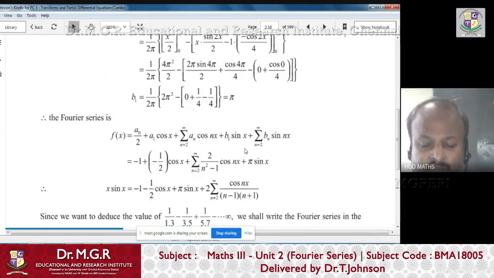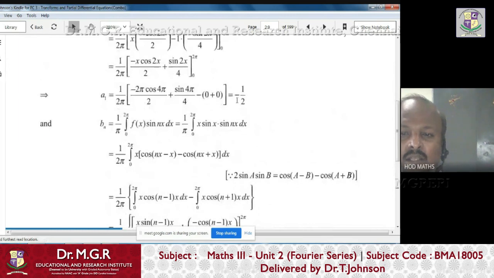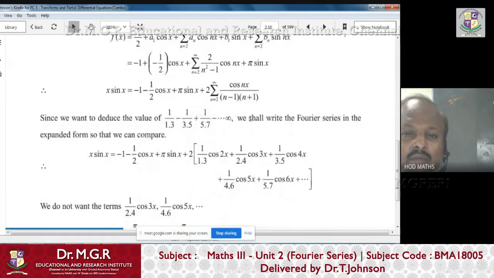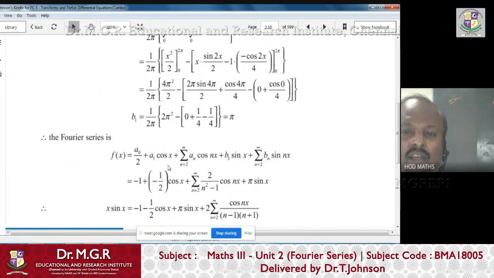Finally, they have to substitute everything in the original Fourier series. So what is the original Fourier series? a0 by 2. What is the a0 value found? The a0 value found is minus 2. So minus 2 by 2 is minus 1. Then we found a1 separately. See here, a1 is minus 1 by 2. So they put a1 separately, right? Minus 1 by 2. And what is the coefficient?